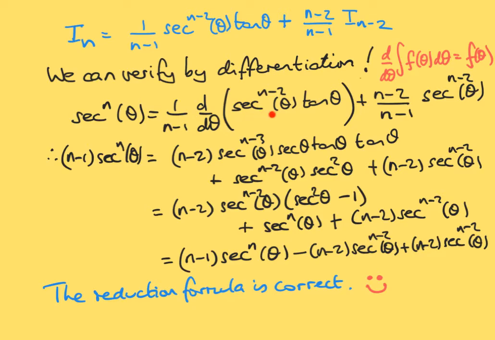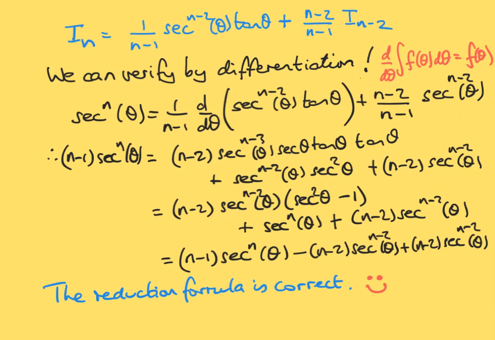So here, we differentiate this. We pull the power in front. That gives us (n minus 2). We reduce the power by 1, sec^(n-3). And we multiply by the derivative of sec, which is sec times tan. And there is a tan there already, so we get another tan. And that's extremely good because that's tan squared. So we're very happy with this. Then the other term is going to be sec^(n-2)(theta) times the derivative of tangent, and that is sec squared. And this term here is just the numerator (n minus 2) times sec^(n-2)(theta).